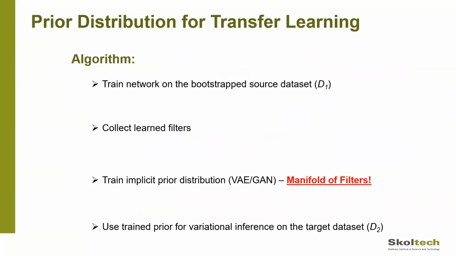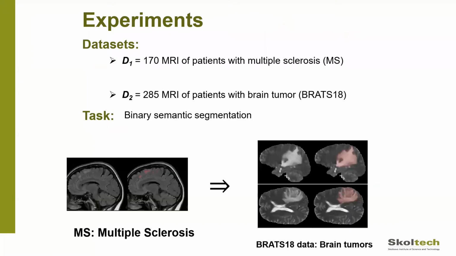And so the overall pipeline is as follows. We train a network on some source data set, we collect filters, we train an implicit prior distribution, for example, based on a variational autoencoder or based on a generative adversarial network. There could be different variants, and recently we developed the approach based on the generative adversarial network. And then we use the trained prior to perform the model construction on the second phase.